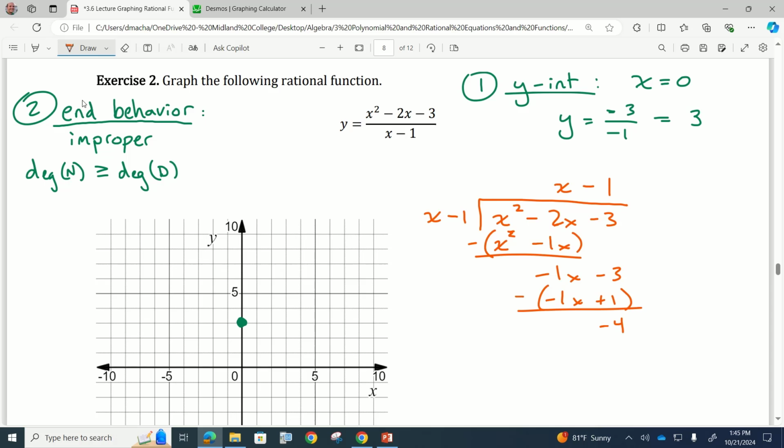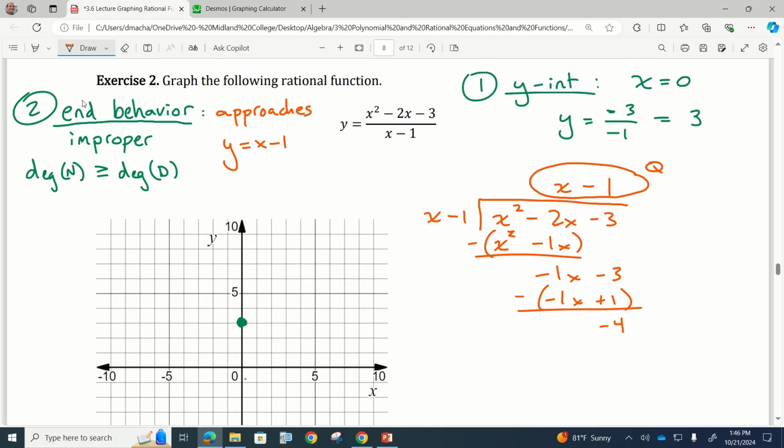And I can stop, because you're allowed to stop when the degree of your remainder is less than the degree of your denominator. In this case, 0 is less than 1. And I don't care about the remainder part. I only care about the quotient. And that tells me my end behavior approaches the line y equals x minus 1.